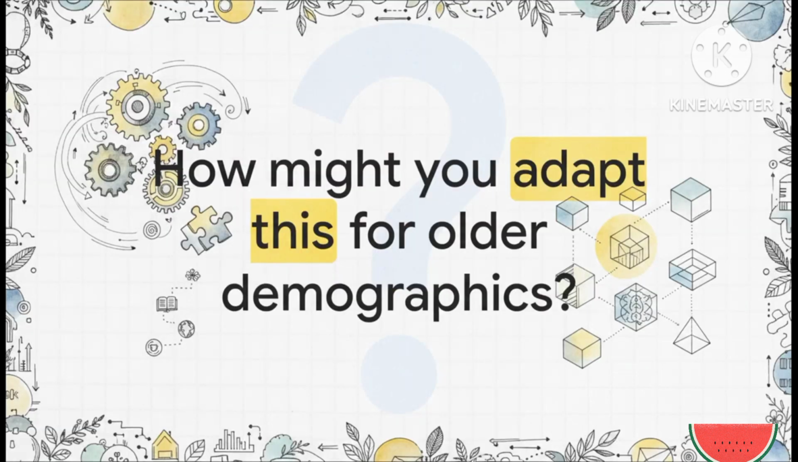So, as we wrap up today's explainer, I want to leave you with one final thought to ponder. We've looked almost exclusively at early learners today, but how might you adapt this specific visual generation formula for a slightly older demographic, or perhaps a completely different subject matter altogether? The underlying principles of cognitive scaffolding and contextual clues remain exactly the same, no matter who or what you're teaching.